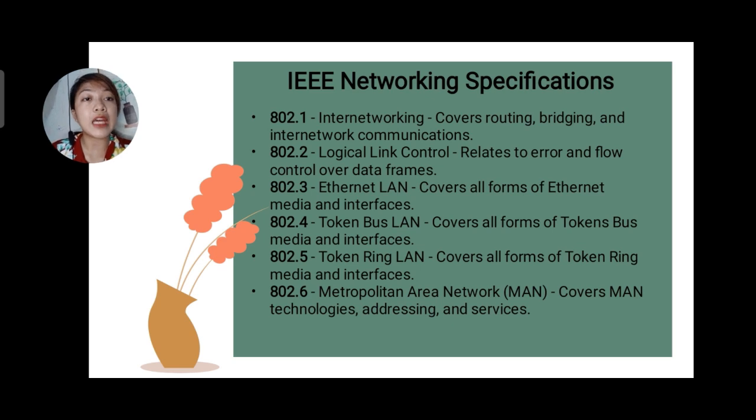IEEE networking specifications. 802.1 Internetworking covers routing, bridging, and internetwork communications. 802.2 Logical Link Control relates to error and flow control over data frames. 802.3 Ethernet LAN covers all forms of Ethernet media and interfaces. 802.4 Token Bus LAN covers all forms of token bus media and interfaces. 802.5 Token Ring LAN covers all forms of token ring media and interfaces.